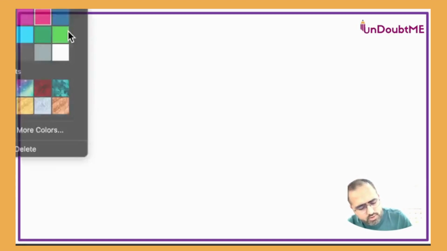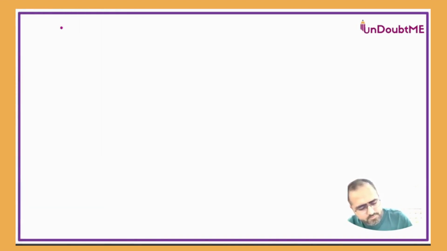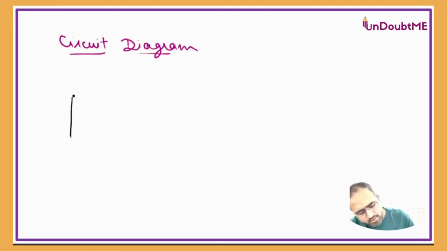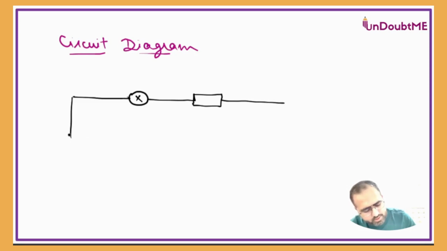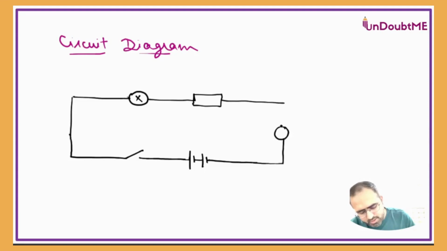So if we have to draw a circuit diagram, let's say I have a bulb, I have a resistor, and here I have a switch. Okay, here I have a battery. Then we can place an ammeter over here. Okay, and this is closed.